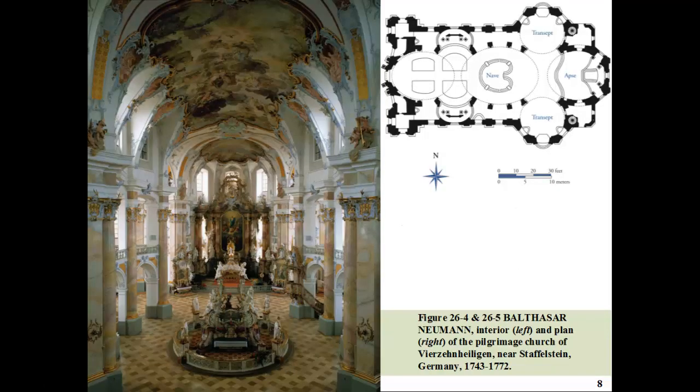The interior of Vierzehnheiligen overlays decoration to create a visionary world where flat wall surfaces scarcely exist. The elaborate shrine that you're looking at in the middle was built over the spot where a shepherd had visions of the Christ child surrounded by 14 holy saints in the 15th century, hence the name of the church, Vierzehnheiligen.